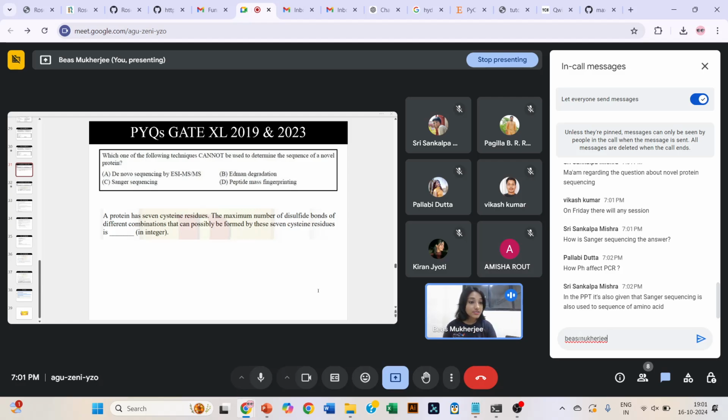In the PPT also it is given that Sanger sequencing is used to sequence amino acids. No. Sanger sequencing is used to sequence DNA, right? Sanger sequencing and chemical sequencing, these are for sequencing of DNA.